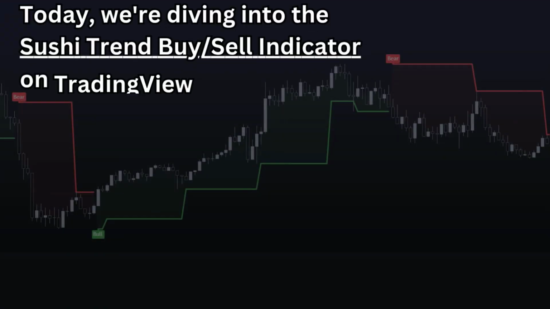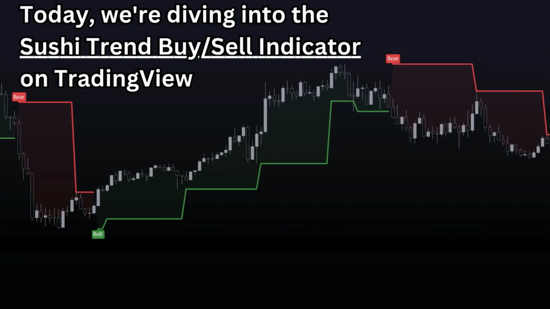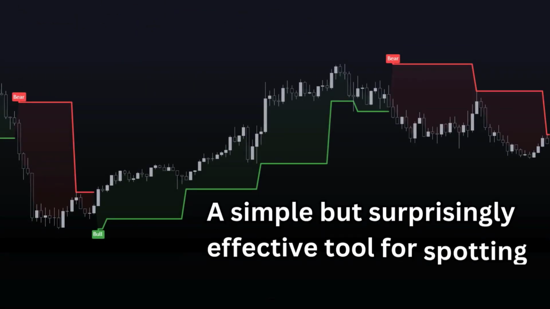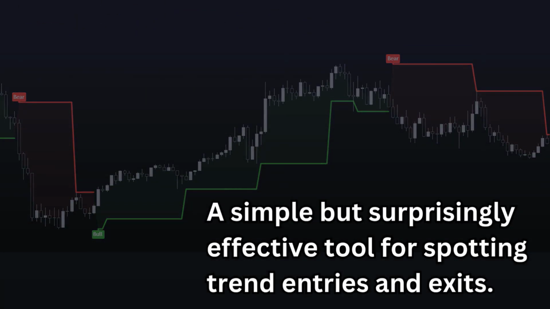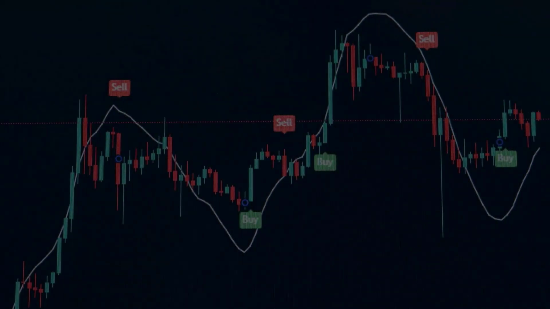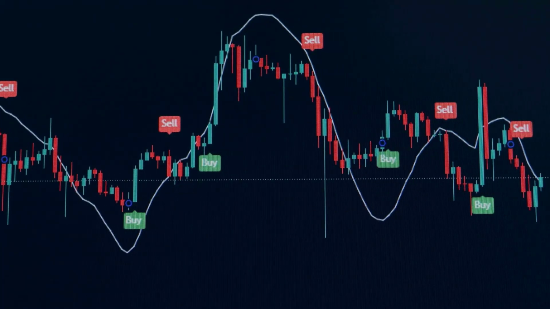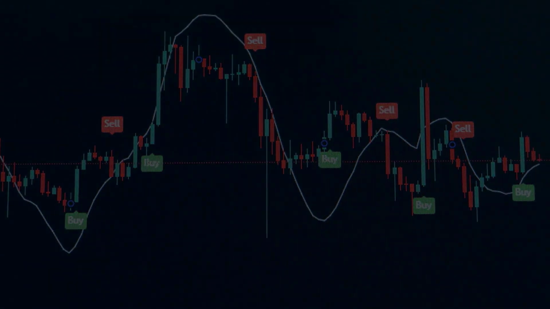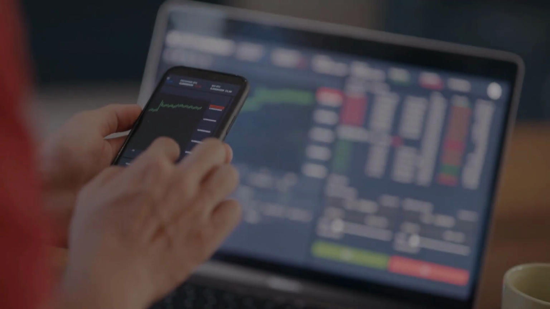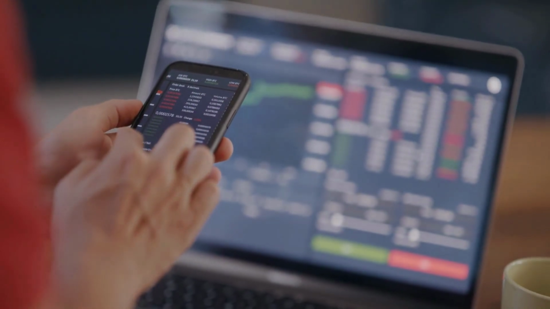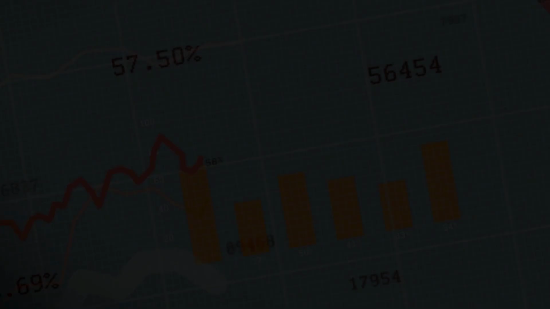Welcome back, traders. Today, we're diving into the Sushi Trend Buy, Sell indicator on TradingView, a simple but surprisingly effective tool for spotting trend entries and exits. The Sushi Trend Indicator plots clear buy and sell signals right on your chart, helping you confirm the direction of the move and reduce second guessing. It's perfect for traders who want a clean, no-nonsense way to catch trends early.